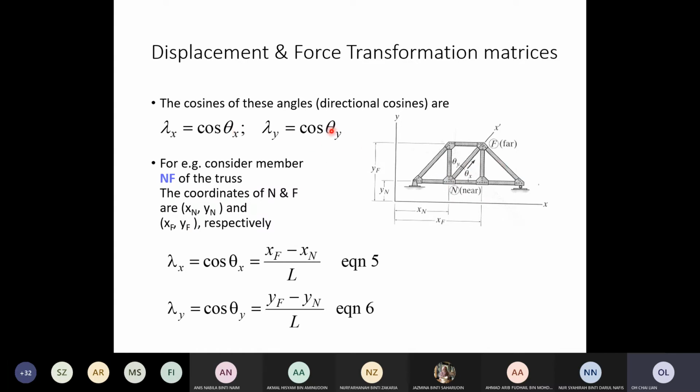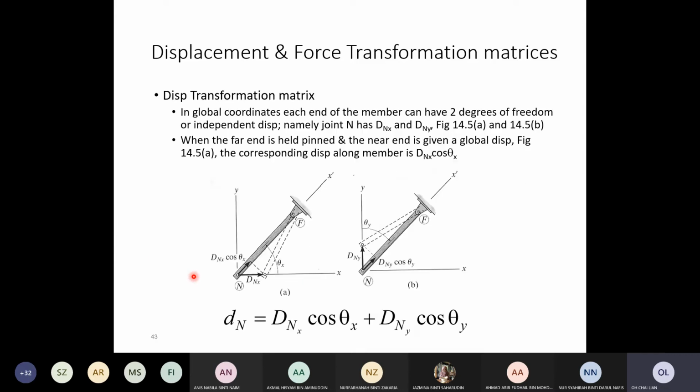So for this cos theta x, cos theta y, you can use this formula, or I will normally use this equation: x at the far end minus x at the near end divided by the length. Or y at the far end minus y at the near end divided by the length, which will be the lambda y. So far end minus near end divided by the length, and you get the lambda. We are going to practice this later.